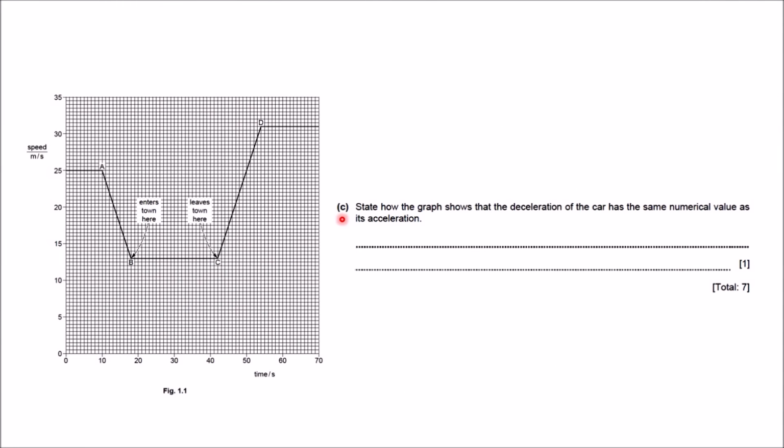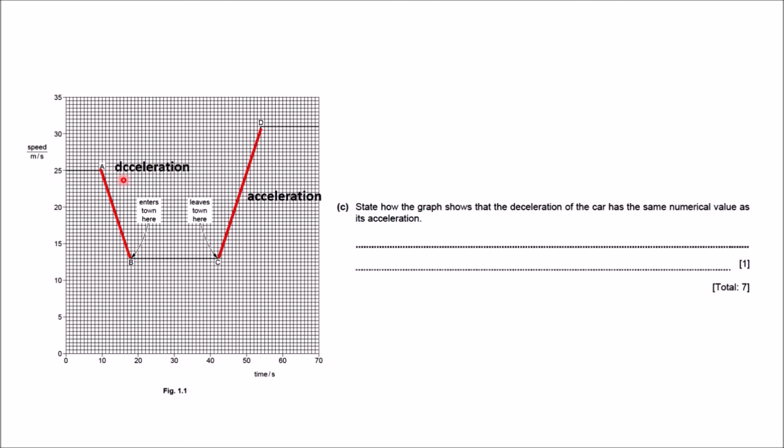This is part C of question 1. State how the graph shows the deceleration of the car has the same numerical value as its acceleration. One more time, jump on the graph: this portion CD is showing acceleration, and the section AB is showing deceleration, and you need to answer that these two sections have the same numerical value. From part B, you know the acceleration was 1.5 meter per second squared, and you have to prove here the deceleration has the same number.